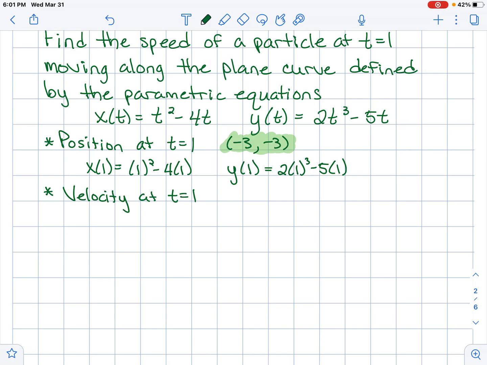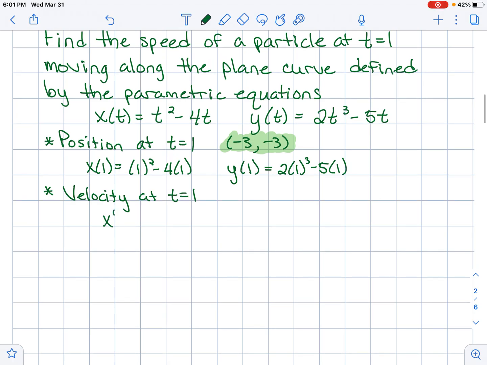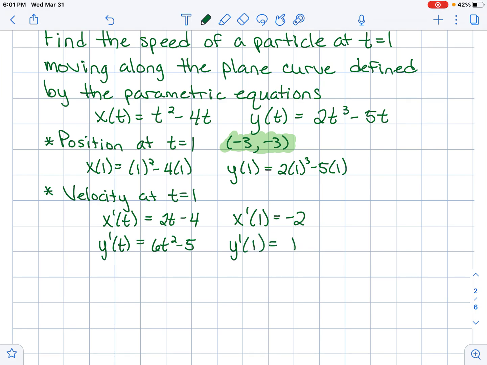We need to find the speed with direction. We need to find the velocity in the x direction. So I'm going to find x prime of t. That's 2t minus 4. And I'm going to find that velocity when t is 1. So 2 minus 4, that's negative 2. And I'm going to find y prime of t. So I'm going to find the velocity in the vertical direction, 6t squared minus 5. y prime of 1 is 1.